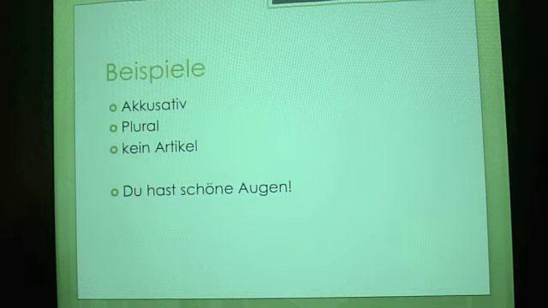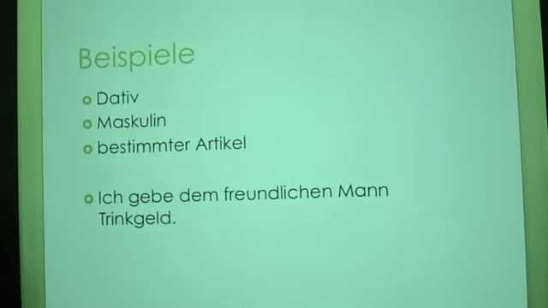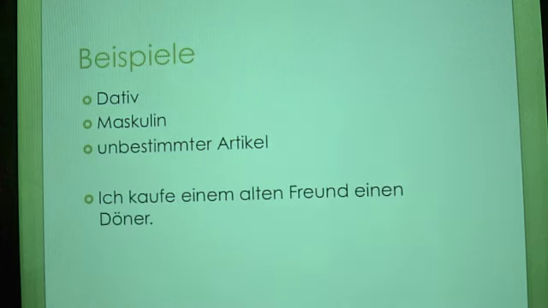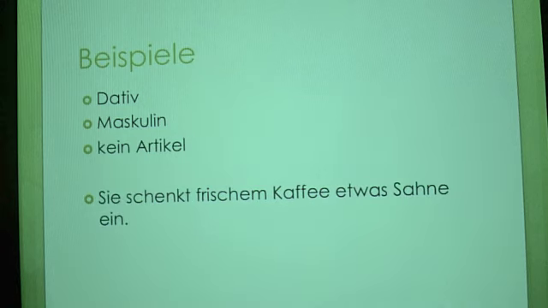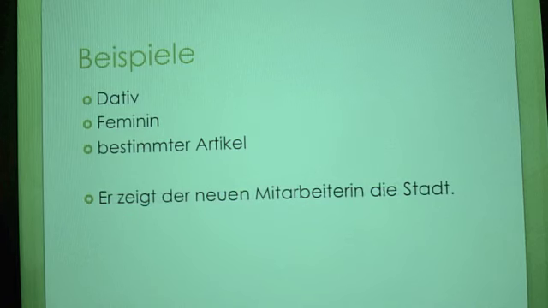Moving on to the dative case now. If you have a definite article, masculine, ich gebe dem, you have a strong EM, you take a weak EN. Ich gebe dem freundlichen Mann Trinkgeld. Ich kaufe einem alten Freund einen Döner. Sie schenkt frischem Kaffee etwas Sahne ein. There you don't have the strong ending in the preceding article, so you put the strong EM into the adjective.